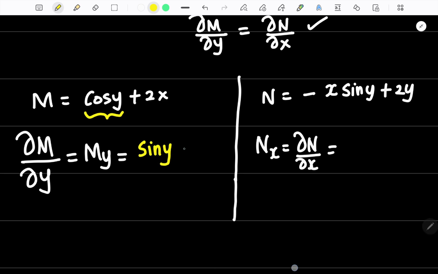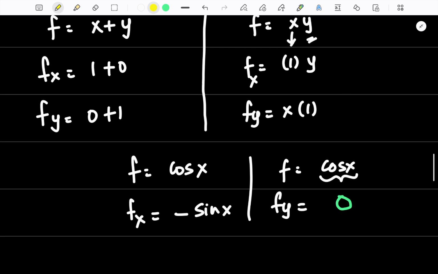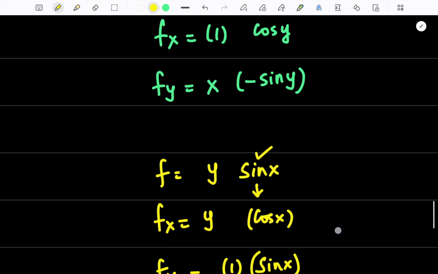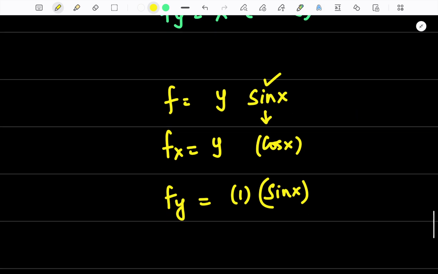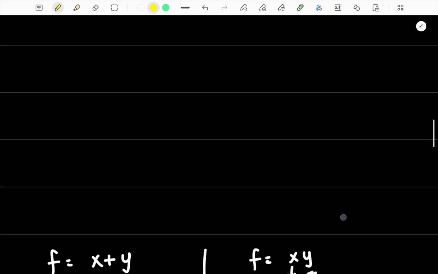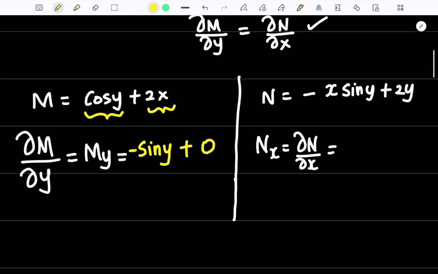Sine y. When I do with respect to x, derivative is what? Sorry, minus sine y. Cosine y derivative is what? Minus sine y. Right. Let me check here. Cosine y, I did it minus or not? Yes, minus sine x. Okay, cosine y minus sine y. Yes, sine x, and then this is okay, sine x, right? It's correct.